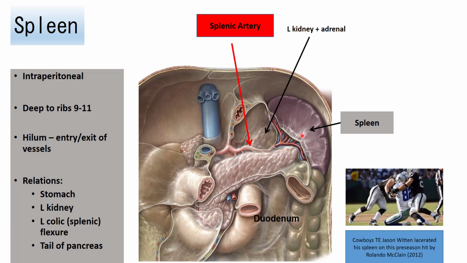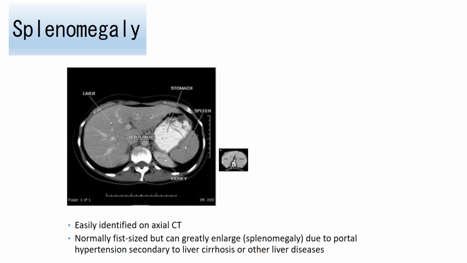The hilum is the region where vessels enter and exit it, and the relations of the spleen are to the stomach, the left kidney, the left colic flexure, and the tail of the pancreas. Here's just a CT scan of splenomegaly that's pretty easily identified on a CT scan. You can see a normal spleen would actually have the size of a fist, but it can quite greatly enlarge.